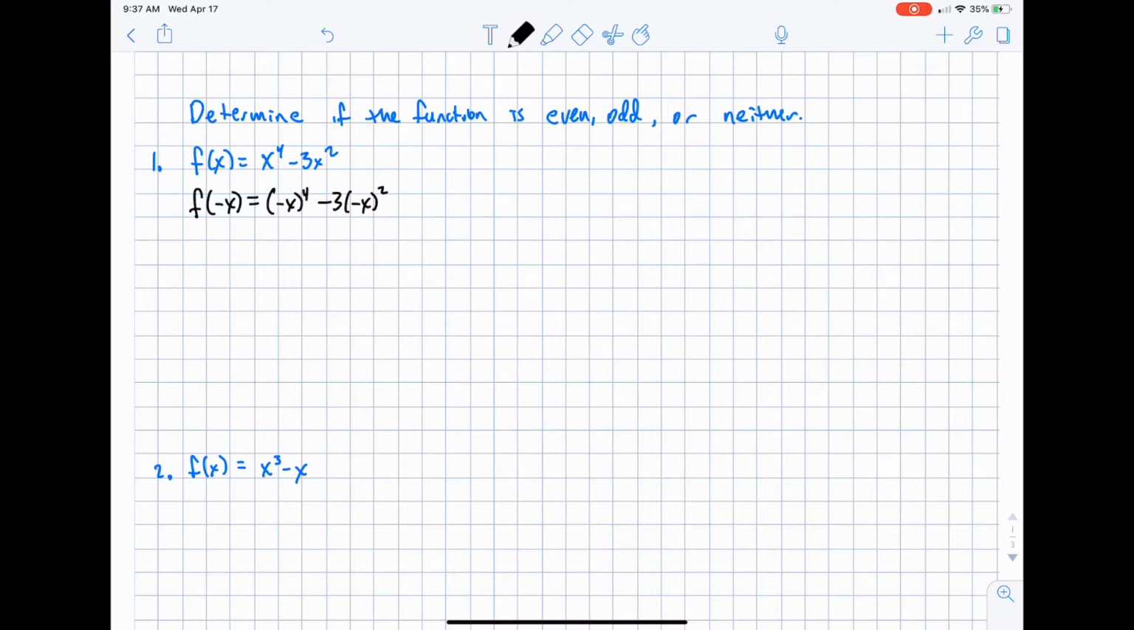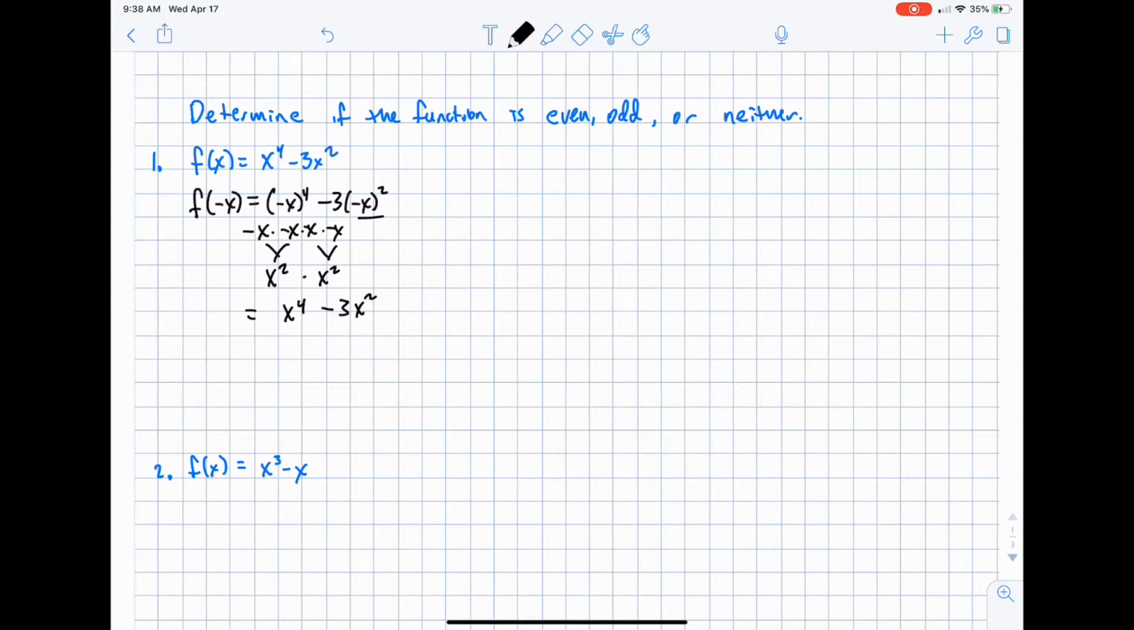And then the next step is we're going to simplify. So negative x to the fourth power means that we have negative x times negative x times negative x times negative x. And these two negative x's would become a positive x squared. Same thing with those. And so the result of that would be a positive x to the fourth. And then we'd have a similar thing happen with this negative x squared, and it becomes a positive x squared.